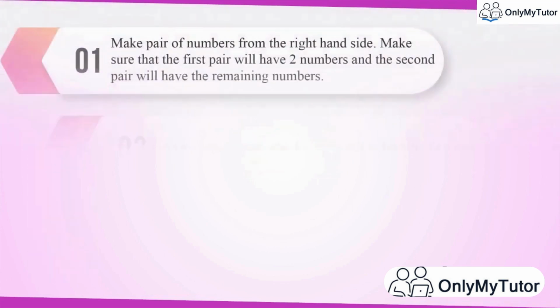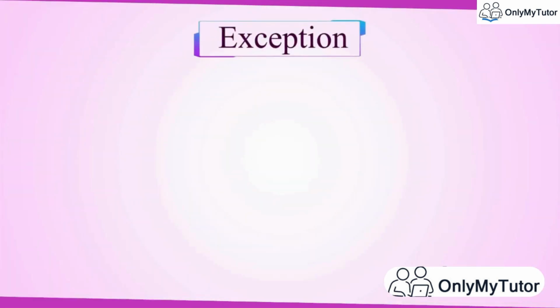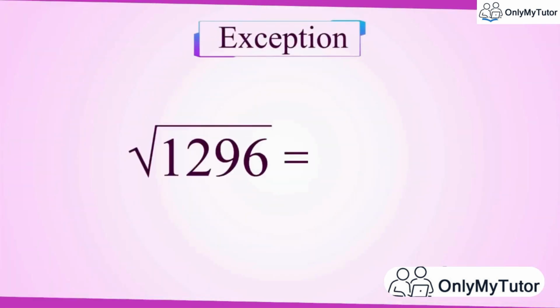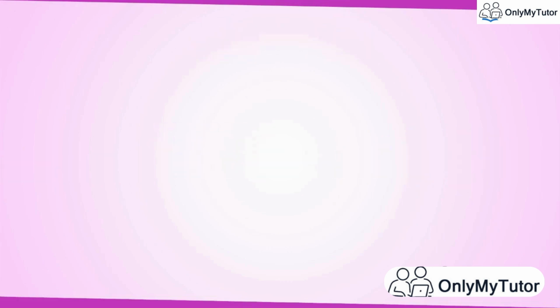So friends, you can see that we can find the square root of any perfect square number in just 3 steps, which will hardly take 3 or 5 seconds. But there is an exception. This trick does not work with the square root of 1296, which is the square of 36. So just remember that the square root of 1296 is 36 and not 34. And for the rest of the numbers, this trick will work.